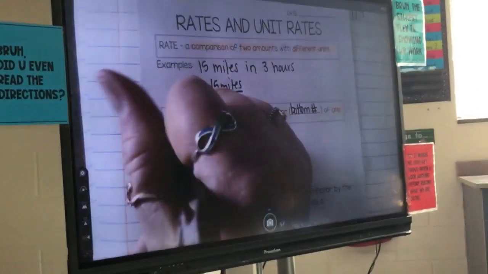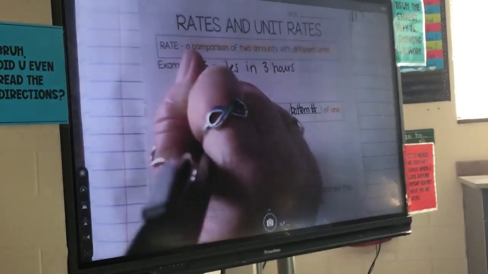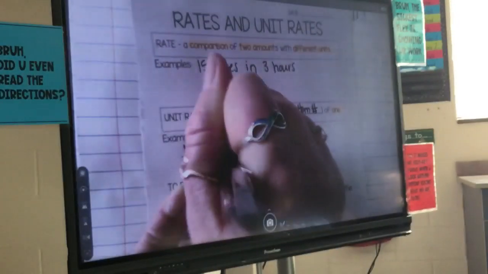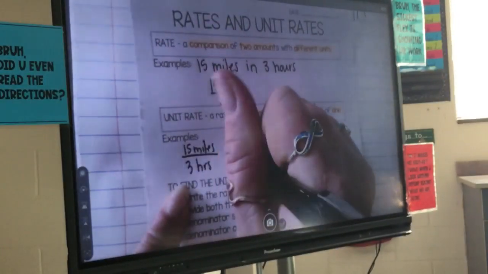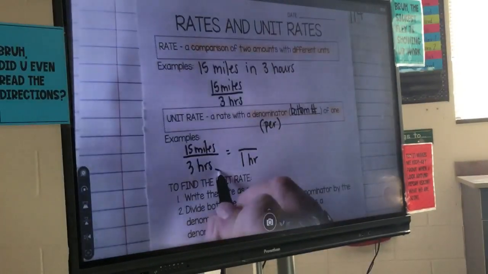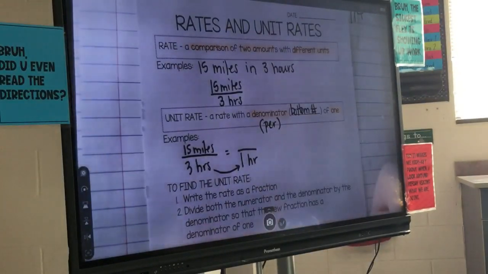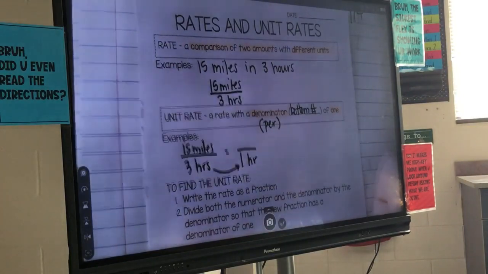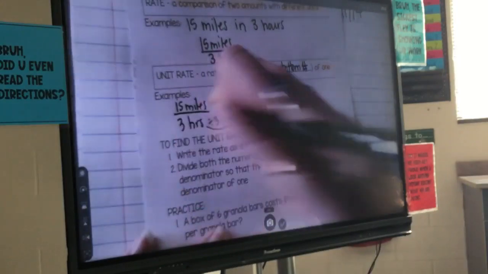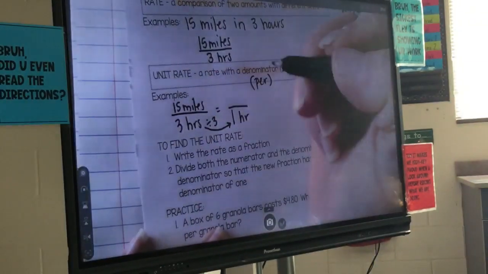So we're going to use this rate up here. So you're going to rewrite 15 miles in 3 hours. And we want to find out how many miles they can go in 1 hour. So how do you go from 3 to 1? Raise your hand. How do you go from 3 to 1? Gabriel. So Gabriel, if I divide by 3 on the bottom, what do I have to do on the top? Divide by 3.